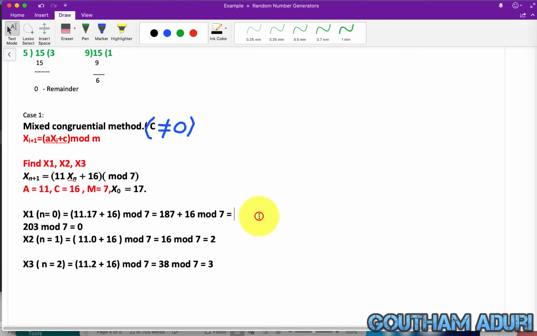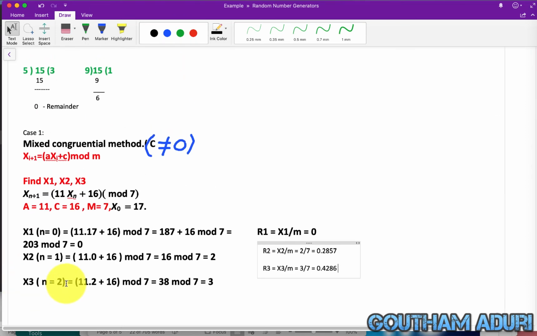Now I need to find R1. R1 is nothing but x1 divided by m. So x1 is 0, so it will be 0. Next is R2, which is x2 divided by m. So x2 is 2 divided by 7, so 0.2. R3 is nothing but x3 divided by m, so 3 divided by 7. So these are the things you need to do for the mixed congruential method.